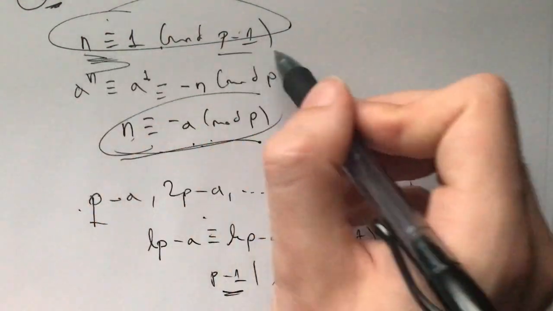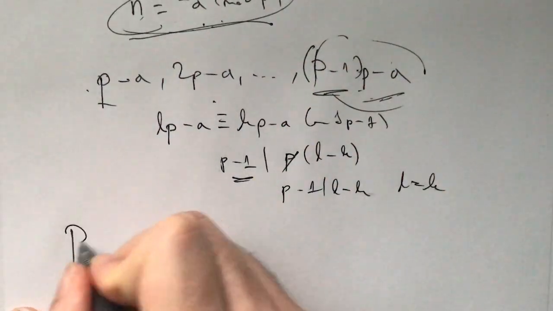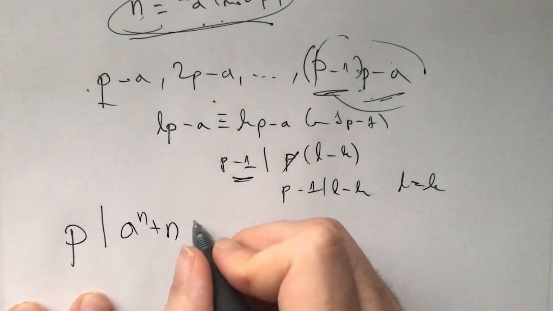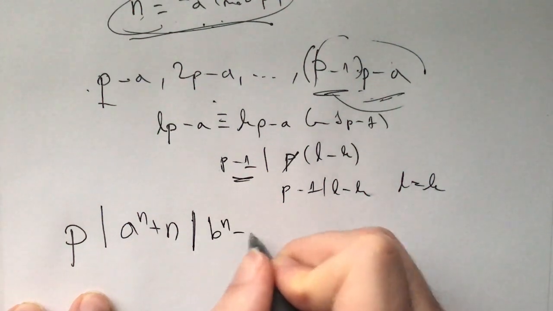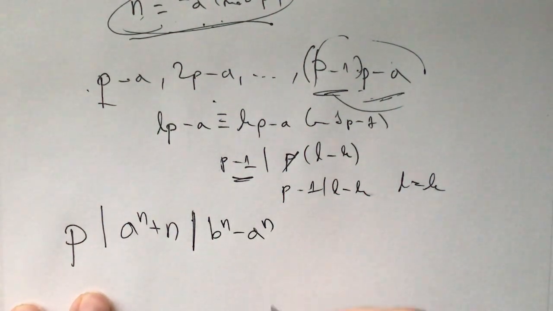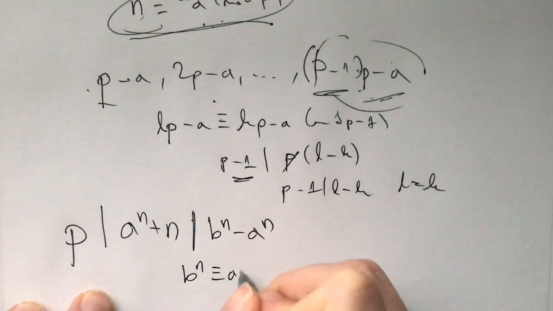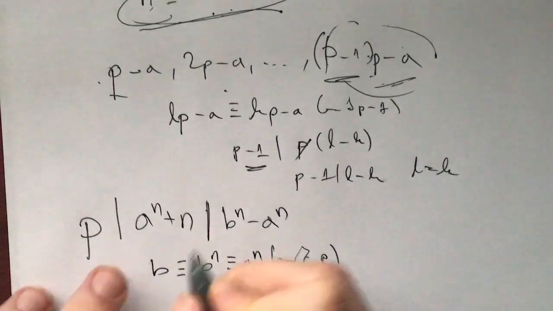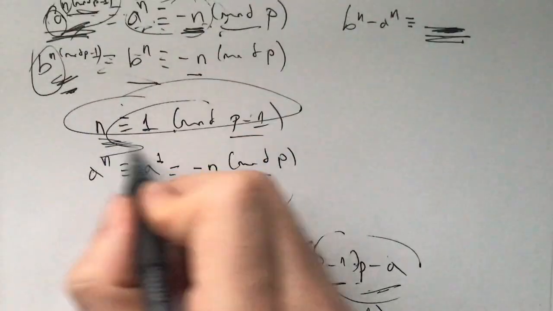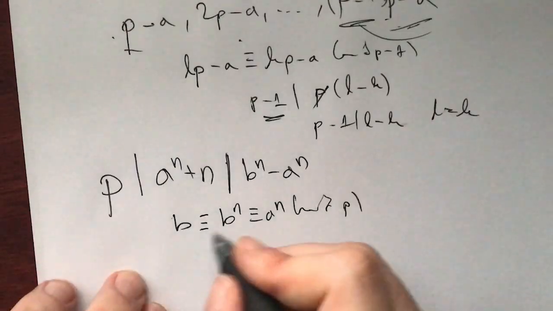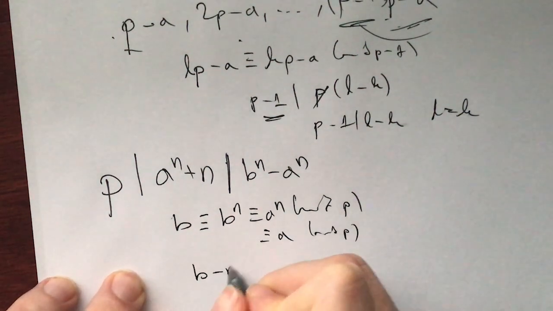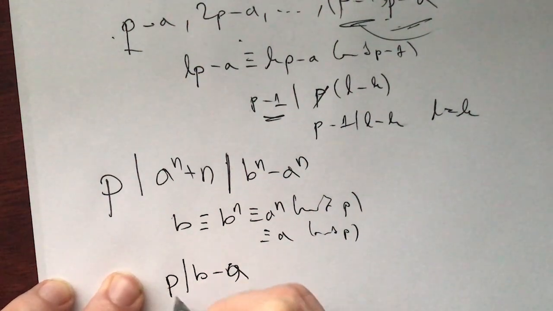Now we can pick such an n for any prime. Now what does that give us? Well, that will give us that the prime p divides a to the n plus n, and this divides b to the n minus a to the n. Now b to the n is congruent to a to the n modulo p, but b to the n is congruent to b via this thing right here, and a to the n is also congruent to a modulo p. And now we have that b minus a is divisible by p.